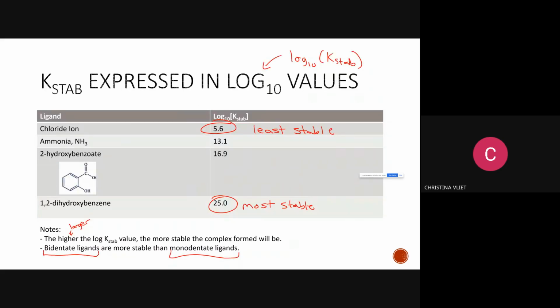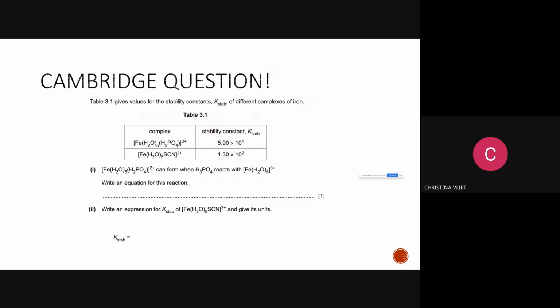All right, so let's take a look at a Paper 4 question. Table 3.1 gives values for stability constants of different complexes of iron. This question's a little bit bumpy, but I do want to go over it. It says in the first one, write an equation for this reaction. Fe(H2O)5(H2PO4) can form, which means this is the product, when H3PO4 reacts with Fe(H2O)6. So let's see if we can construct that and put that together.